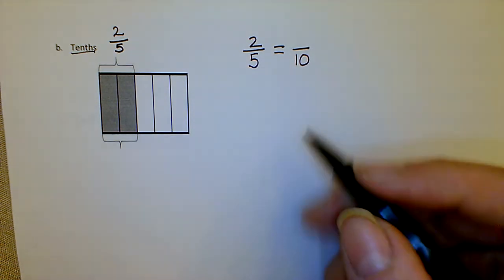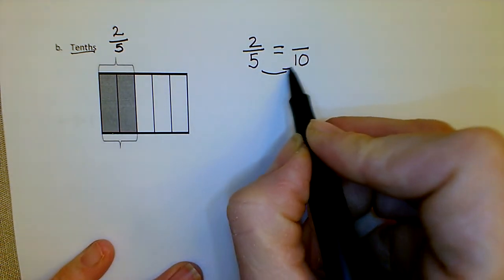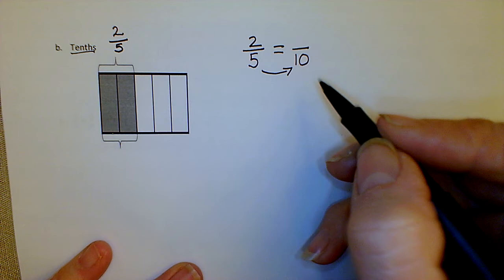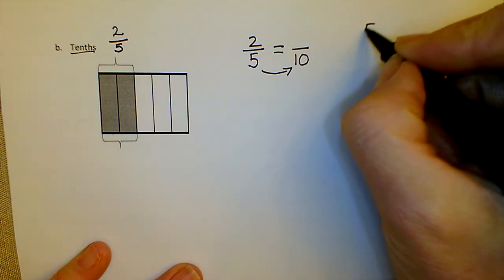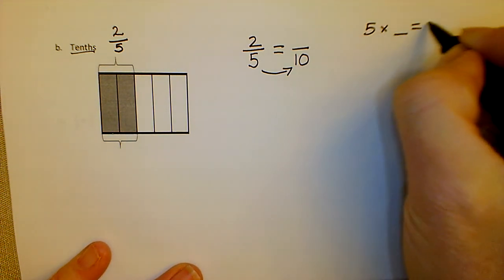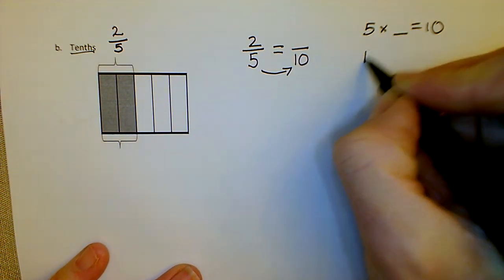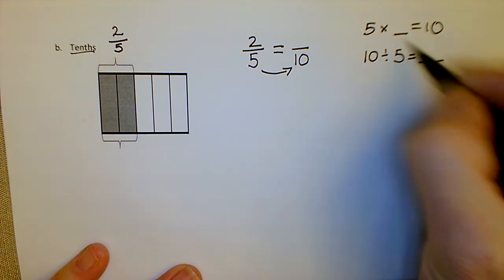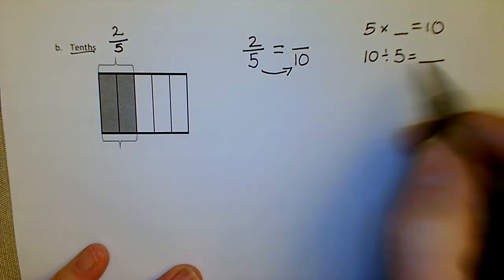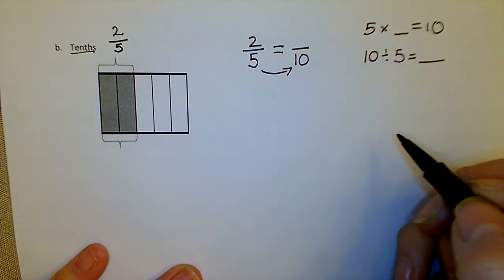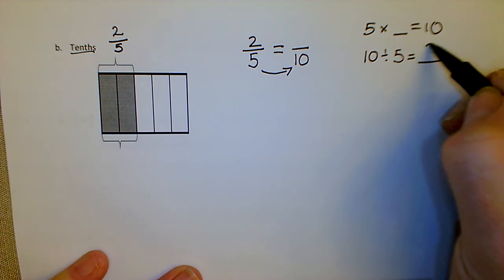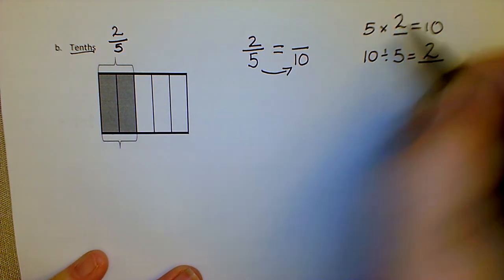And just like we were doing before, what would I have to multiply 5 by to turn it into 10? What do I have to do? Or you can do the inverse. So instead of saying 5 times a number equals 10, I can say 10 divided by 5 is equal to that number. Same thing. And if I do it this way, and if you have to do it on a separate piece of paper, that's fine, but what you should get is 2 for all of these.